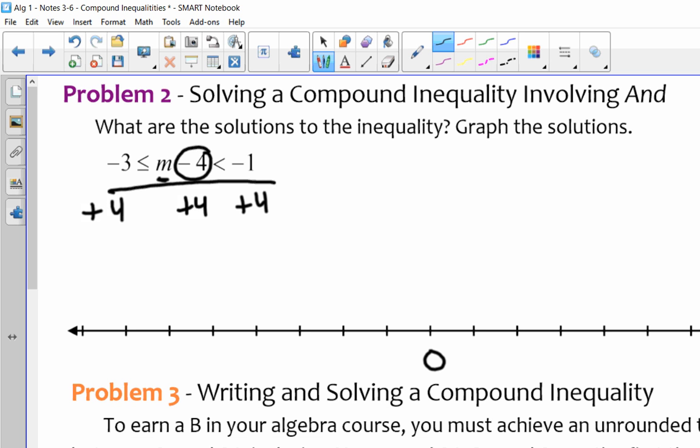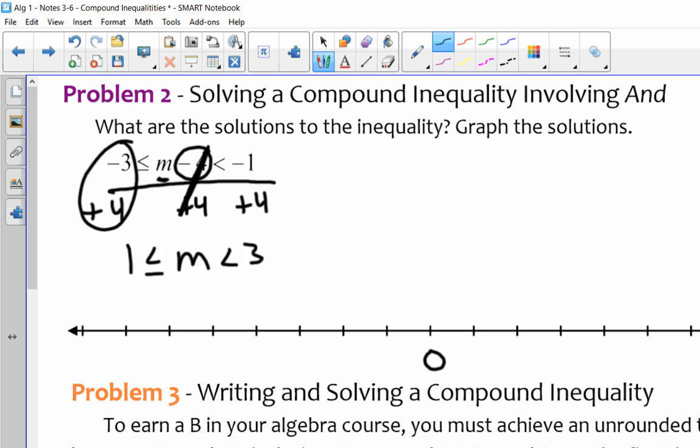Okay, so when I add 4 to -3, it's going to get me a +1. When I add 4 here, that makes that go away. I get just m, and I'm going to keep the sign. I didn't divide or multiply by a negative, so that's good. Over here, I'm going to get 4 minus 1 is 3. I'm going to go ahead and keep the sign there also.